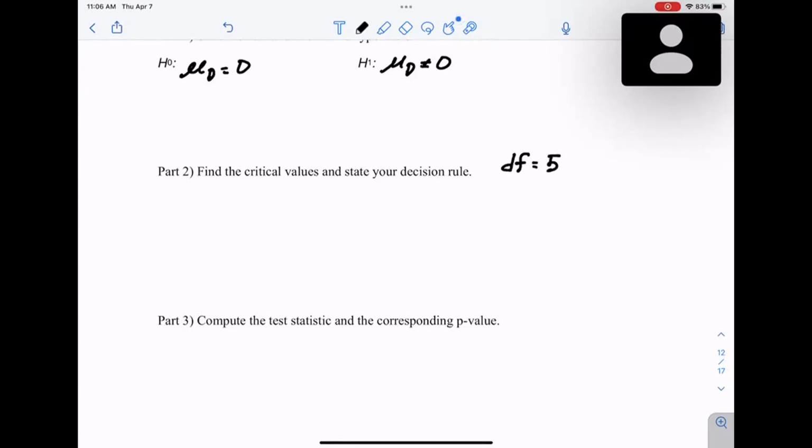Then intersect 5 degrees of freedom with a two-tailed alpha of, what is it, 0.1, and tell me what you get. So positive and negative t alpha over 2 is positive and negative what? Yes, correct. 2.015.